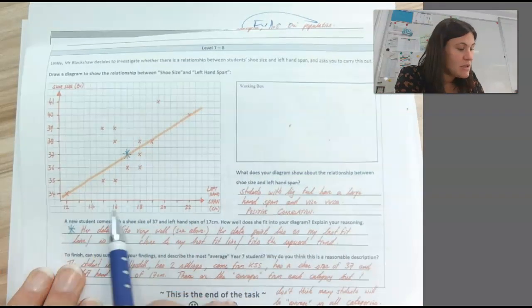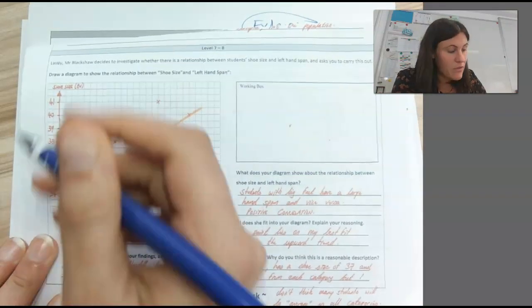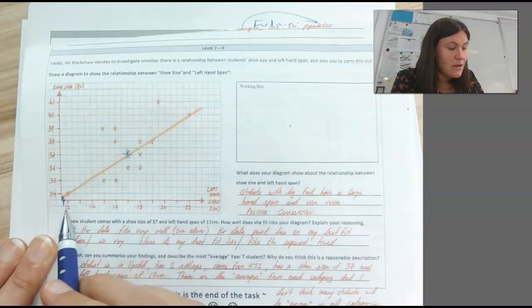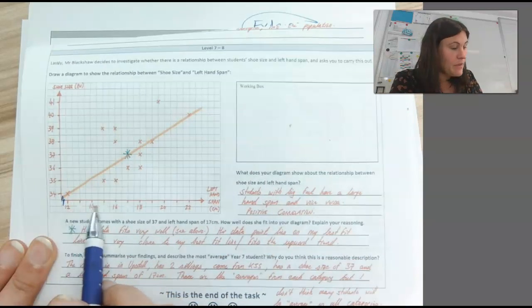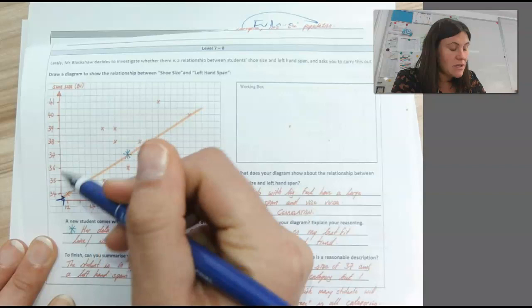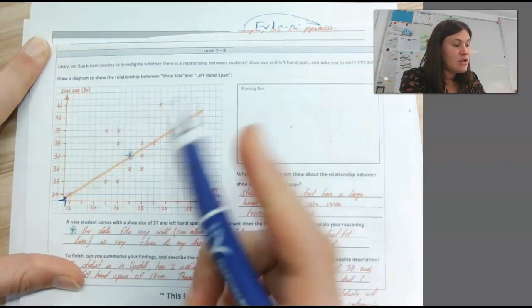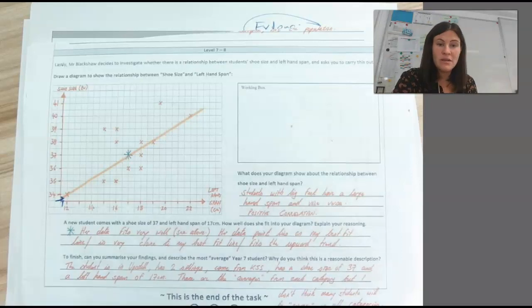We can see along the bottom we've got left hand span. Now there's no one with less than 12, so what we put in here is a little broken scale because we should start at 0 really. It goes along, and then a broken scale here because we're starting from 34. And each cross that you can see on here represents one person from our data.